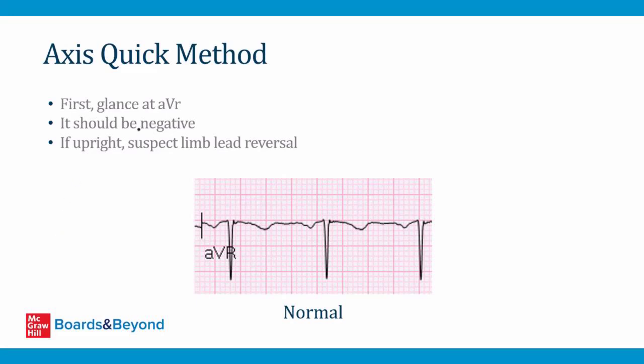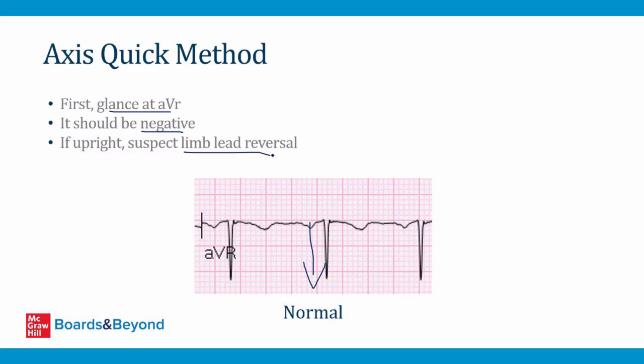So to use the quick method, the first thing you do is you glance at lead AVR. AVR is an unusual lead in that it's always negative in everybody, assuming things are normal. So you look at AVR first as a quality control. It should have a negative QRS complex like this. If it doesn't, it usually means the leads have been reversed. Someone's put the stickers in the wrong place. So the first thing you do to use the quick method for determining axis is glance at lead AVR, basically for quality control.